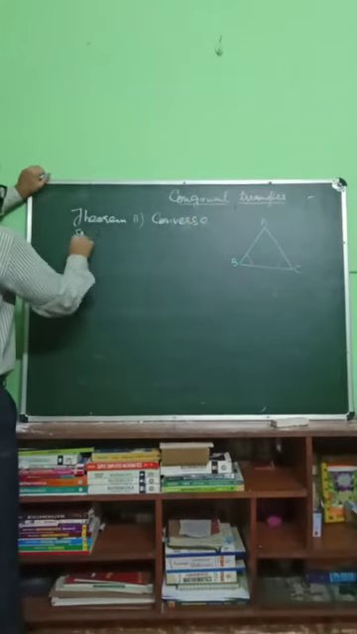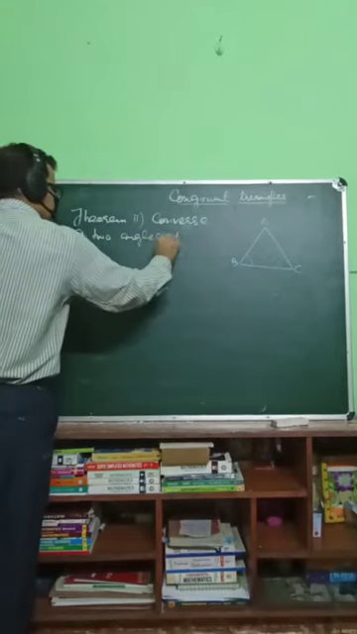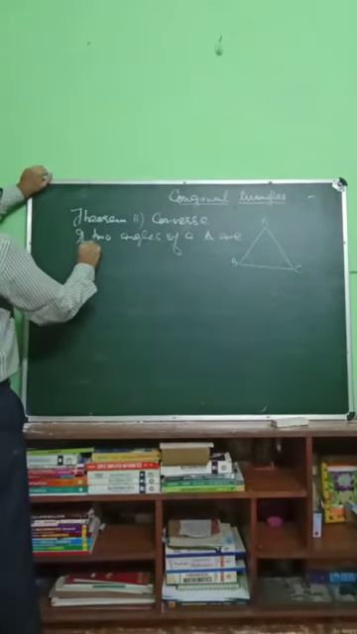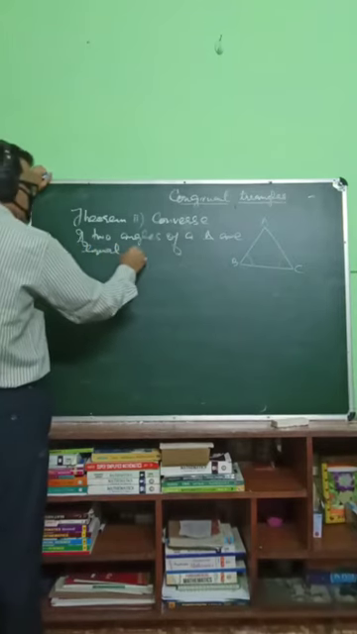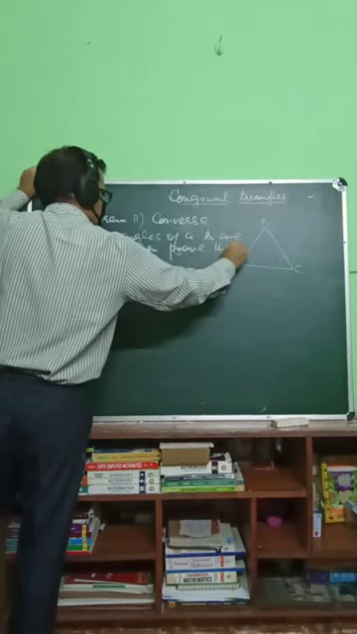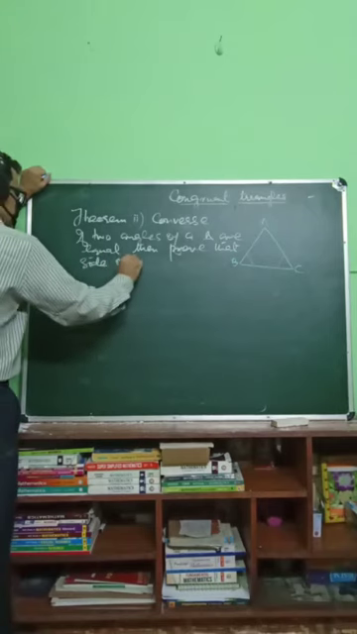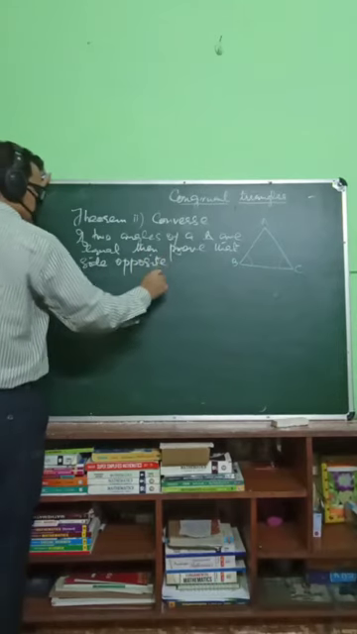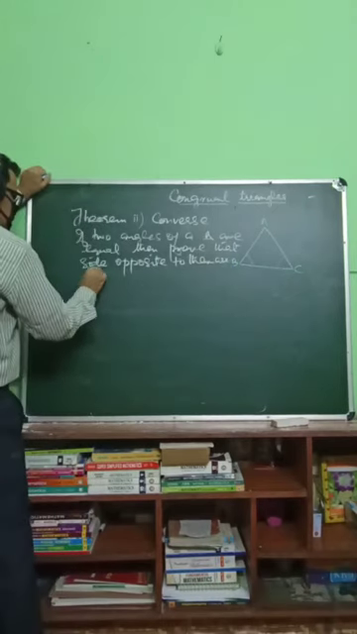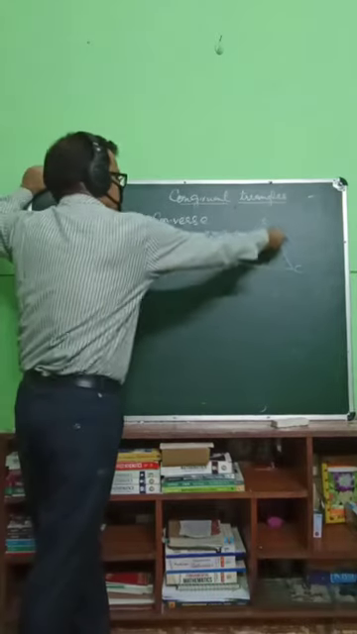If two angles of a triangle are equal, then sides opposite them are also equal. Then prove that sides opposite them are also equal. या शॉर्ट में इक्वल एंगल्स है, इक्वल साइड्स अपोजिट टू देम.